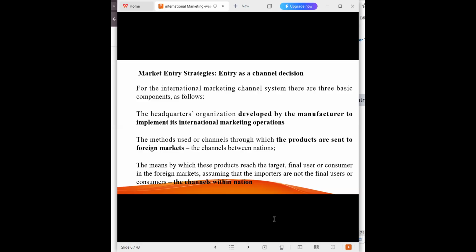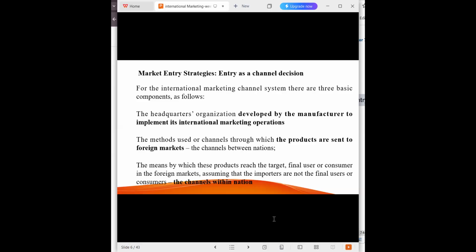As I've previously mentioned, for the international marketing channel system you have to consider distribution channels between nations, how your products are sent to foreign markets. That will determine the entry strategy. How do you want your product to enter that market? That is between nations. Also, how you want your product to get to the final consumer. That is within nation. When I say final consumer, I'm referring to your agents, retailers, wholesalers, distributors. That is within the nation. That is another aspect that one has to consider.